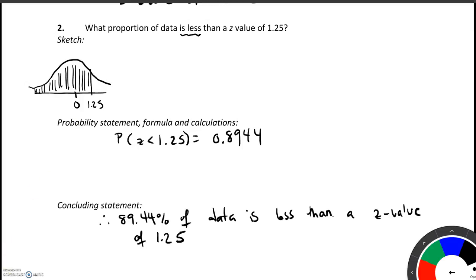Because it's a less than question, when you look up the probability from the Z table, you can use that answer directly to answer the question. 89.44% of data is less than a Z value of 1.25.